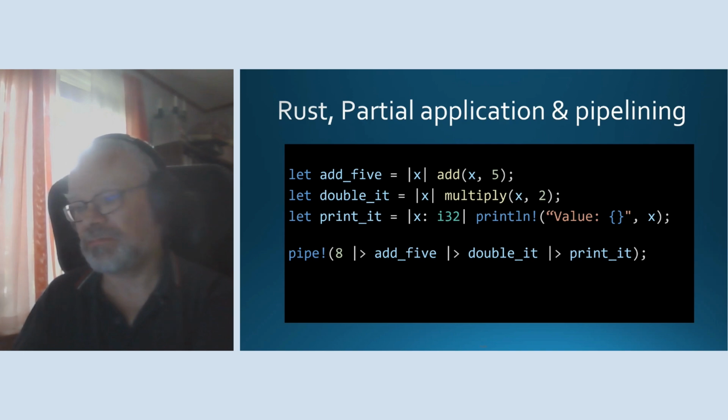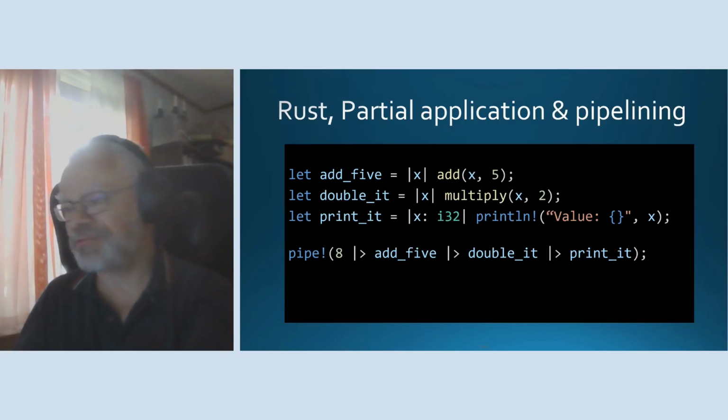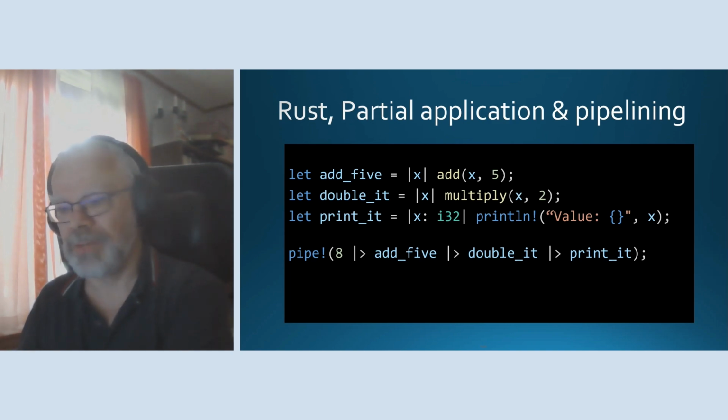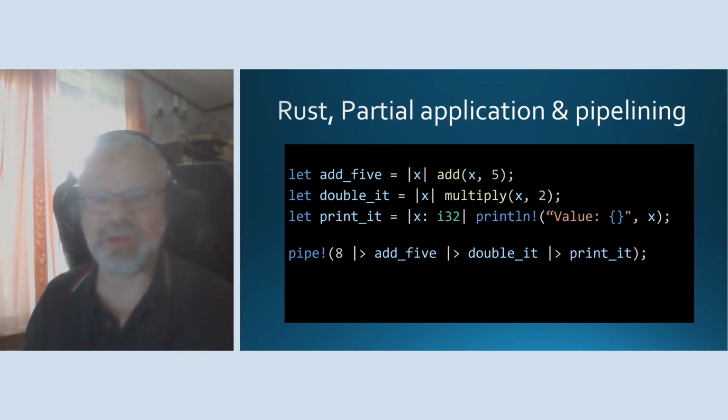Double it is a function that takes 1 parameter, it multiplies x with 2, and print it. Yeah, it prints the value. Then you can declare a pipe or a pipeline that starts with an 8, then calls add5 on that one. The result of that will be used when calling double it, and the result of that will be used when calling print it. So we take 8, add 5, double it, print it. Nice little pipeline that's easy to read and easy to understand what actually happens.